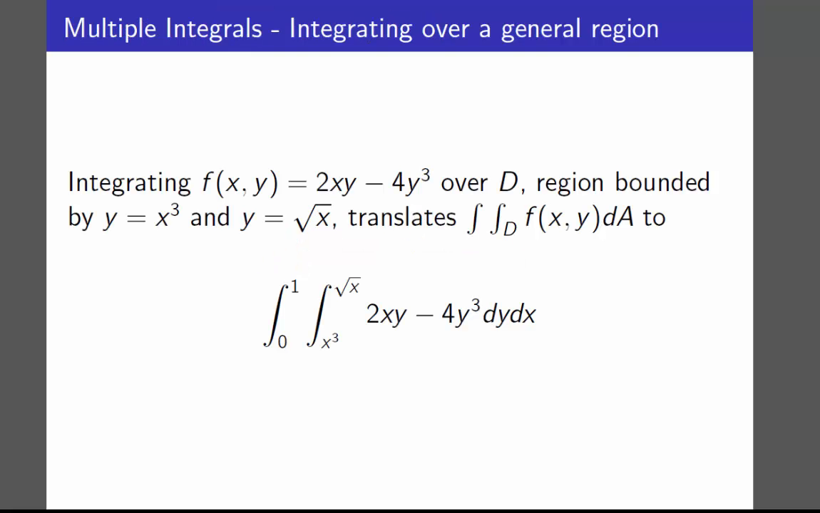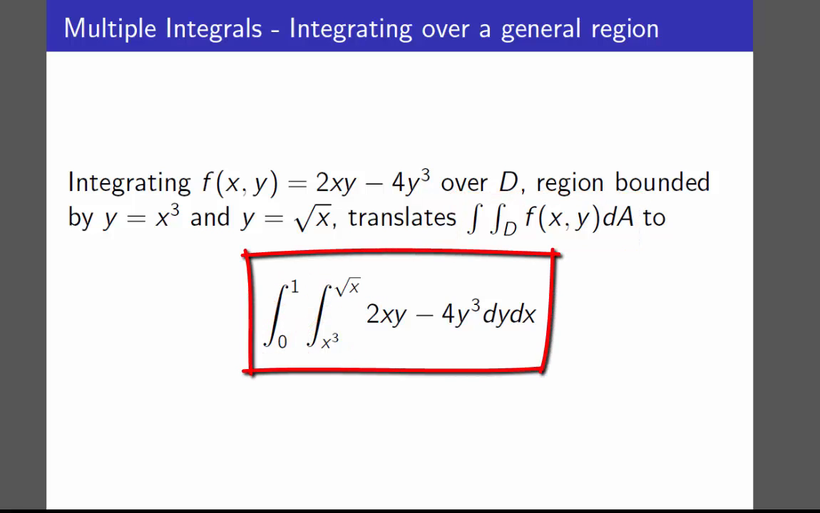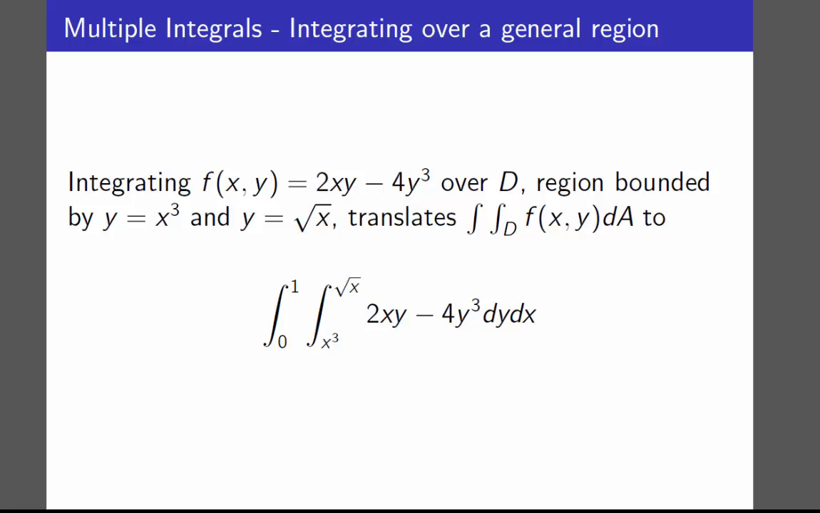So again, the toughest part about a problem like this is figuring out the bounds to turn the double integral into the iterated integral. Once this is done, it becomes a simple procedure, just as we've done before.